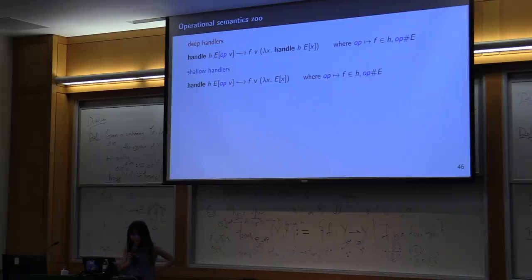And there is a version of handlers that people use, and the semantics combine deep handlers and shallow handlers. For that kind of handlers, how would you name such kind of handlers that combines deep handlers and shallow handlers?